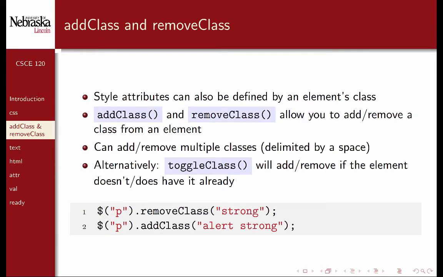Recall that style rules can also be defined using an element's class. You can use the addClass and removeClass functions to add or remove a class from an element. At the same time, you can add and remove multiple classes if you delimit them by a space. Alternatively, you can use toggleClass, which will add the class if it's not already there, and remove it if it already is there.